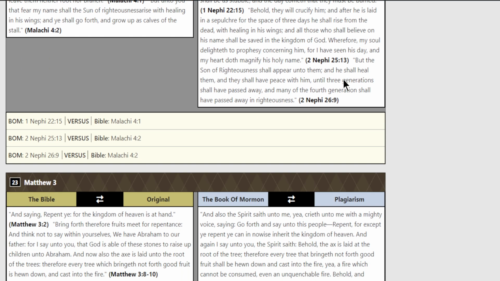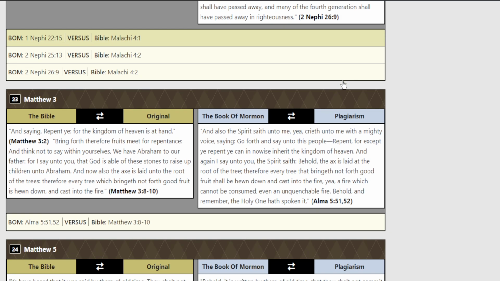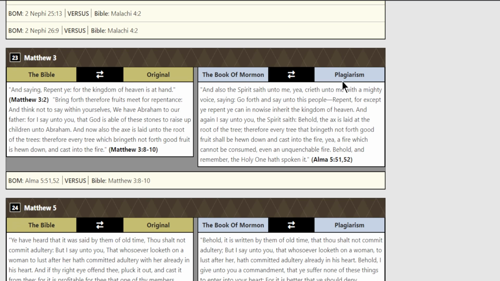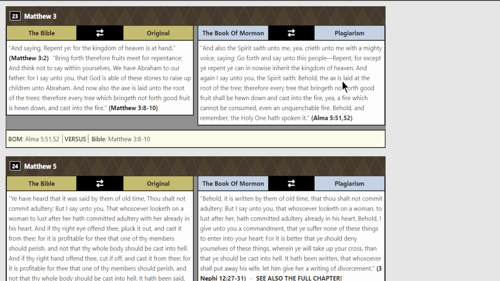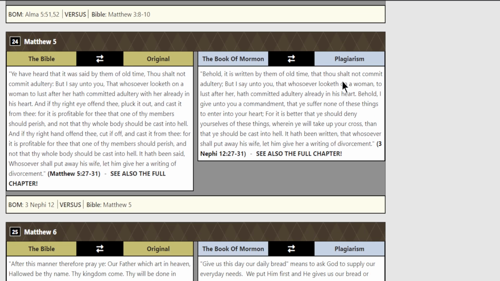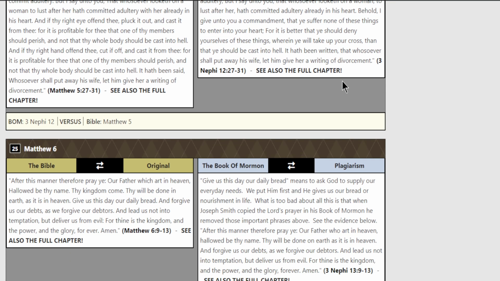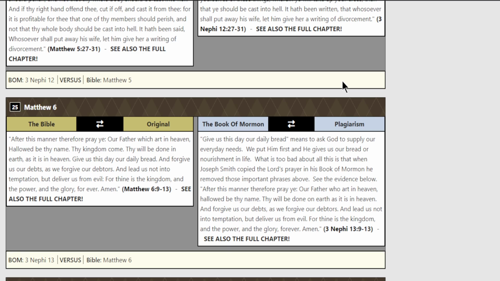And then we get to Matthew 3, which is not represented in the Book of Mormon as something quoted from. That's why we have a single verse. So how did it get there? If this was before its time. Matthew 5 is a copy and paste of the whole chapter. Matthew 6 is also a copy and paste of the full chapter.